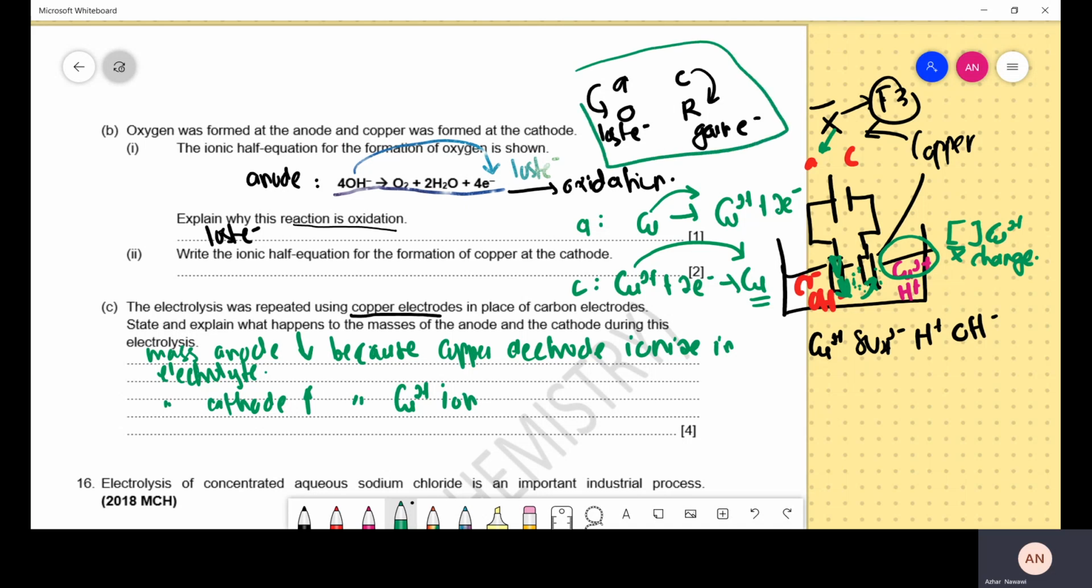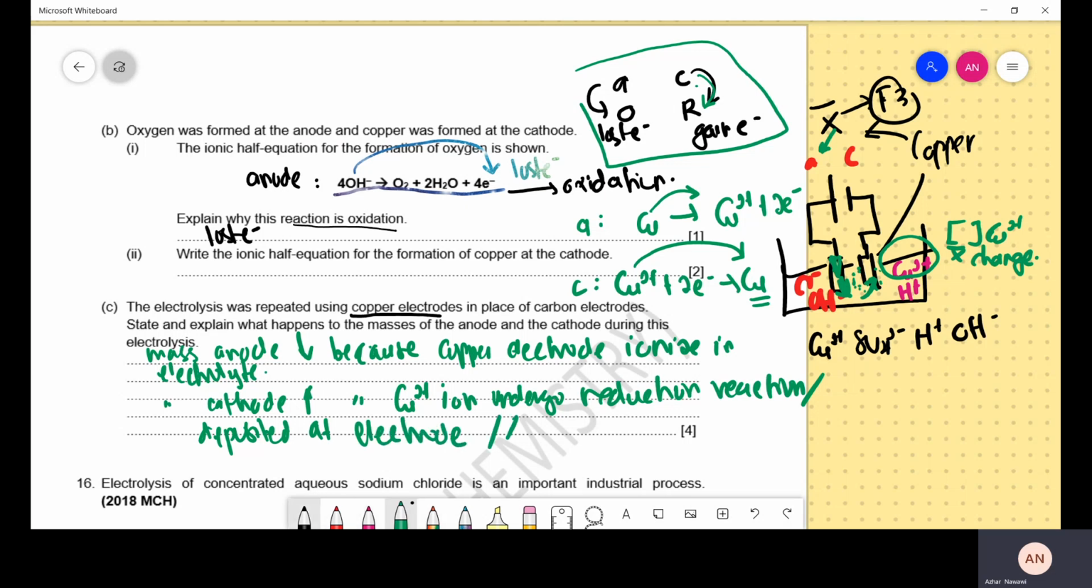What happened at the cathode? Cathode undergoes reduction. So you can say Cu2+ ions undergo reduction, or if you don't want, you can say reduction reaction and deposited at the electrode. That's why they become thicker, right?